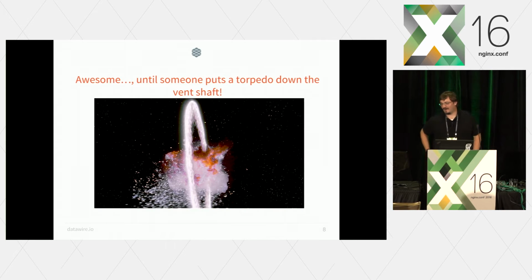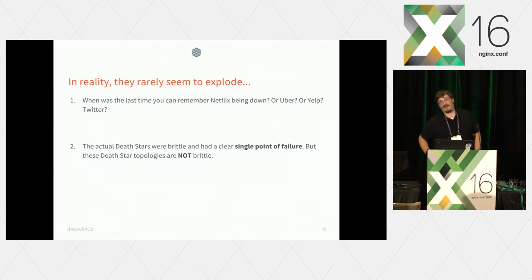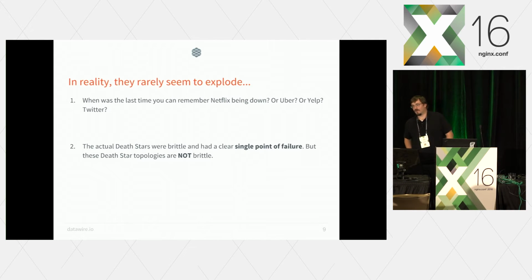But Death Stars are terrible. They actually are single points of failure, until that guy from the desert decides he's going to put a torpedo down the vent shaft. They don't fail in reality like that. When was the last time you can think of Netflix going down? Twitter, Uber, Yelp, they fail sometimes for local reasons, like your network connection doesn't work. They have a much larger problem, for example, when AWS or Google Compute Engine goes down. That can be catastrophic in ways that are almost impossible to engineer around.